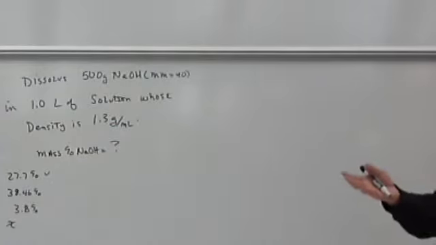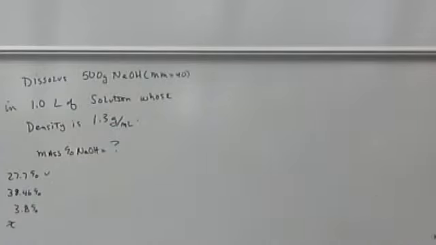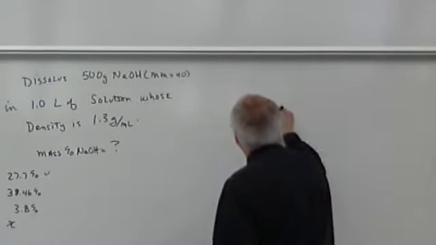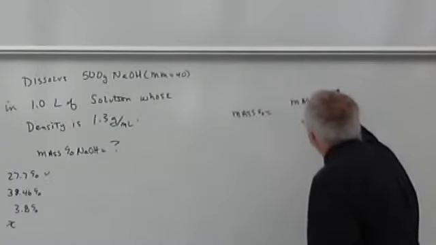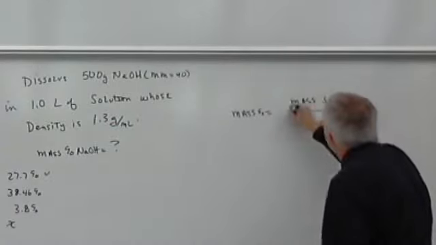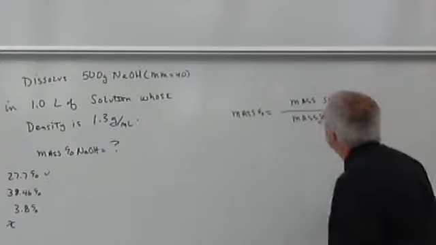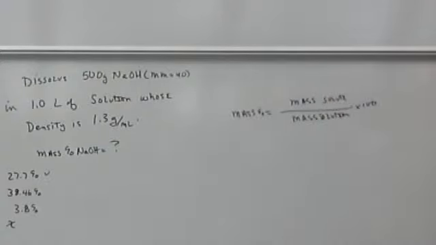Okay, so let's work it out. First of all, when you're faced with a problem like this, what should you do first? Figure out what we need. Let's write down the formula. This is a mass percent problem, so we have to recall the mass percent formula. Mass percent is equal to the mass of the solute over the mass of the solution times 100. So in order to get mass percent, I need to know the mass of the solute and the mass of the solution.